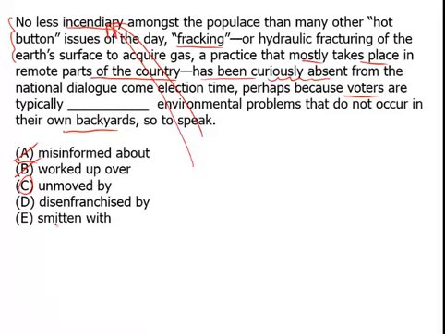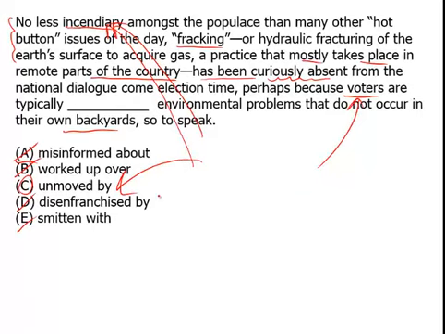D, "disenfranchised." That just has to do with voting. If you take away the ability for someone to vote, that person has become disenfranchised. So that's a trap answer because it kind of captures the general context here. So get rid of that. And "smitten with" means just in love with, which is the opposite of this whole idea of unemotional or "unmoved by," which is answer C.